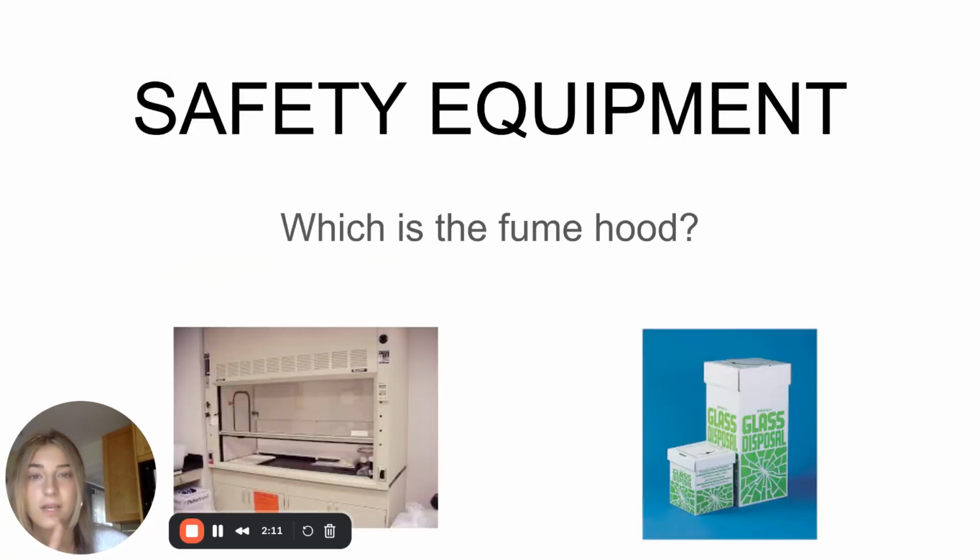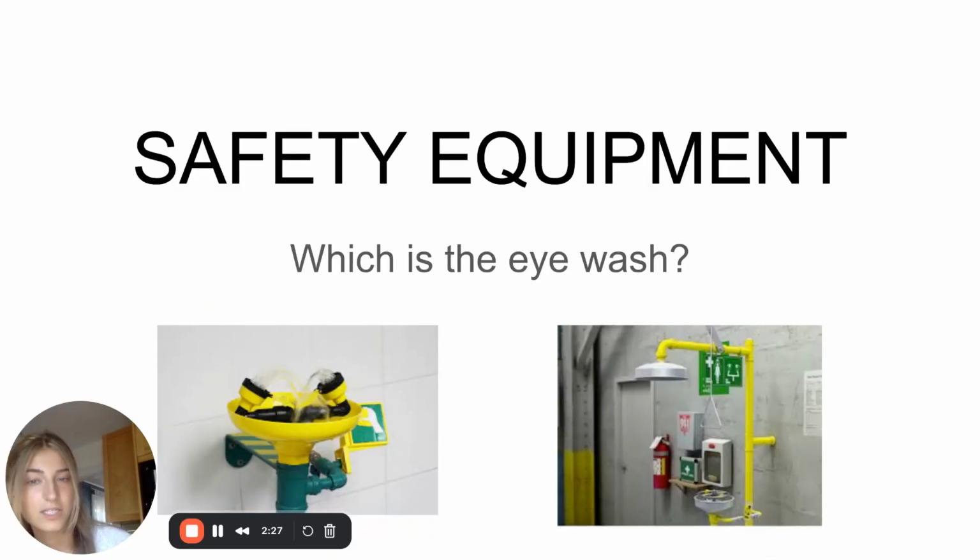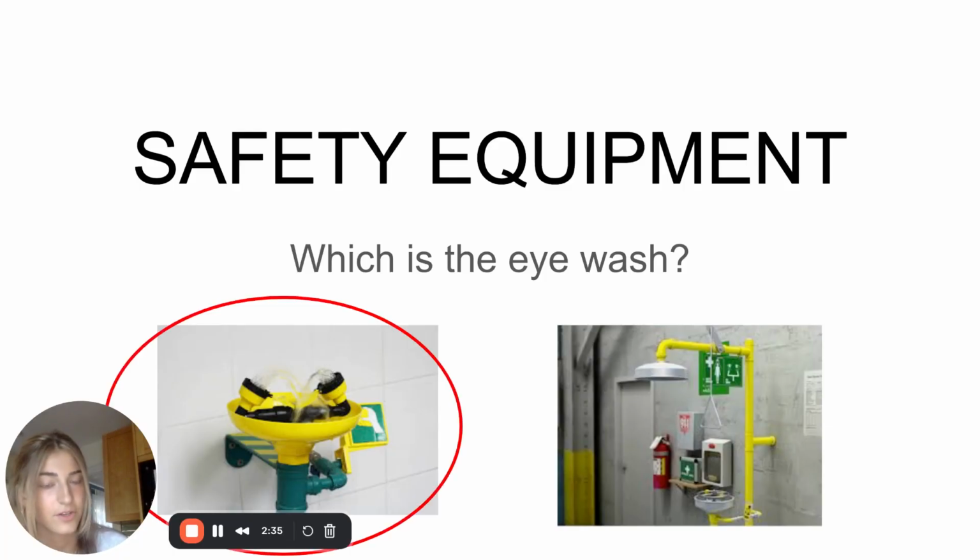Okay, so next quiz. Safety equipment. Which image, the left or the right, shows the fume hood? 3, 2, 1, it would be the left. On the right, it's a broken glass bin. Next, which is the eye wash? Is it on the left or on the right? 3, 2, 1. It's on the left. On the right, we have the safety shower.